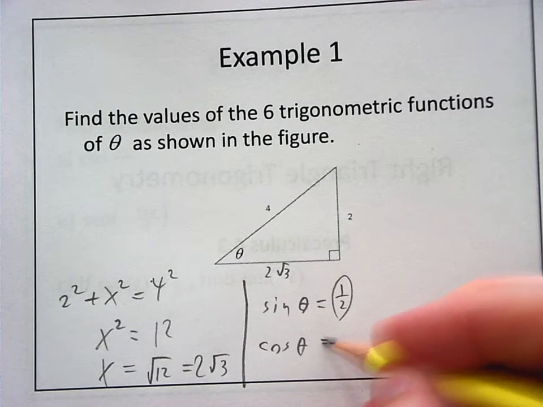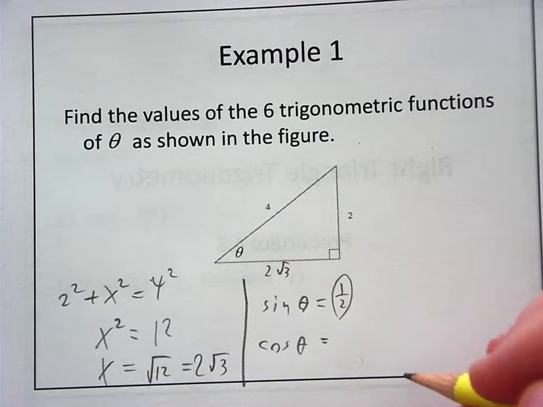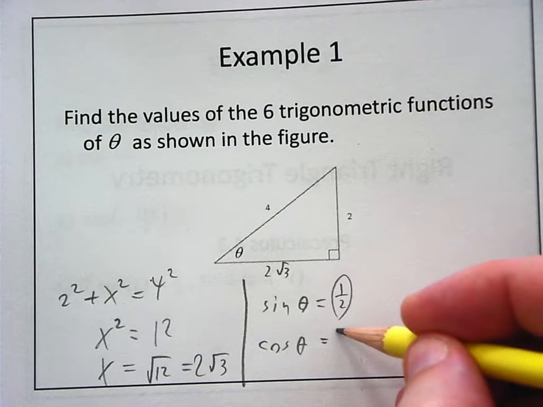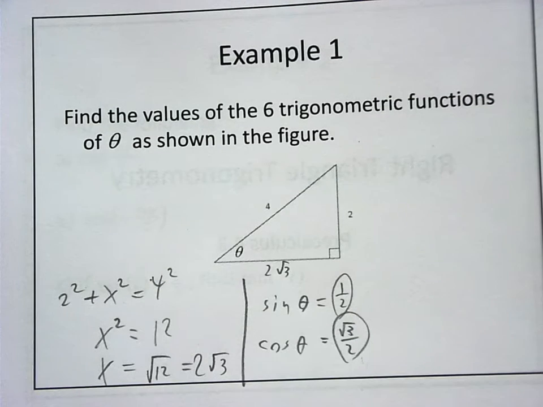Okay, cosine of theta. Cosine's what over what? Adjacent over hypotenuse. So in this case, you get 2 root 3 over 4, which will simplify down to square root of 3 over 2.